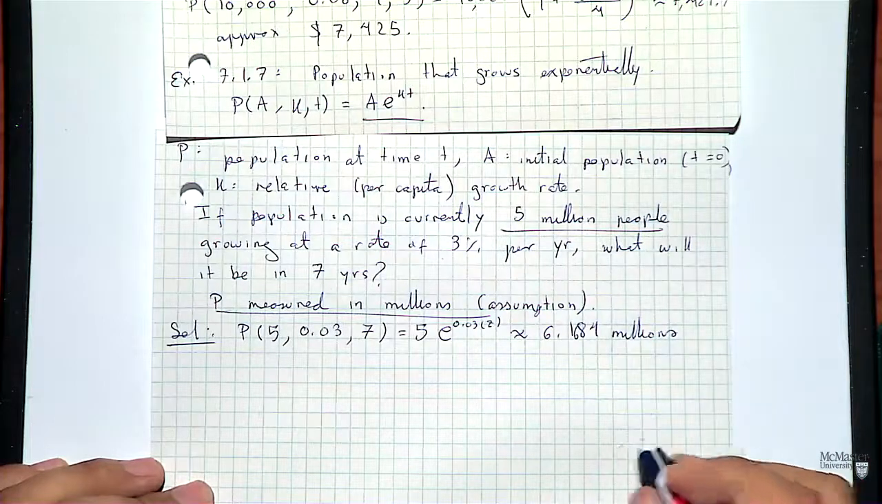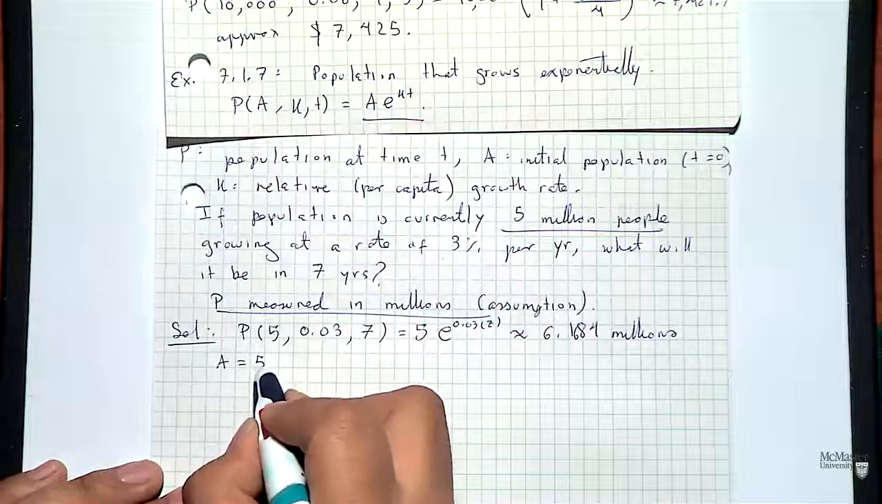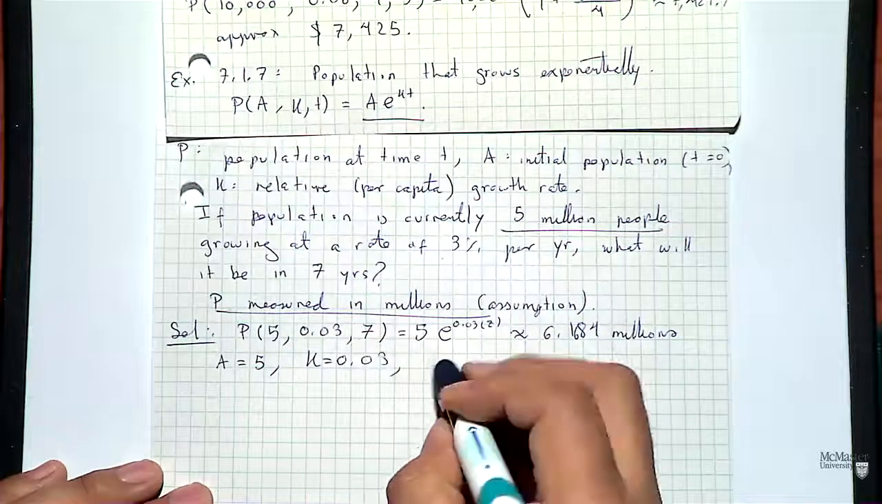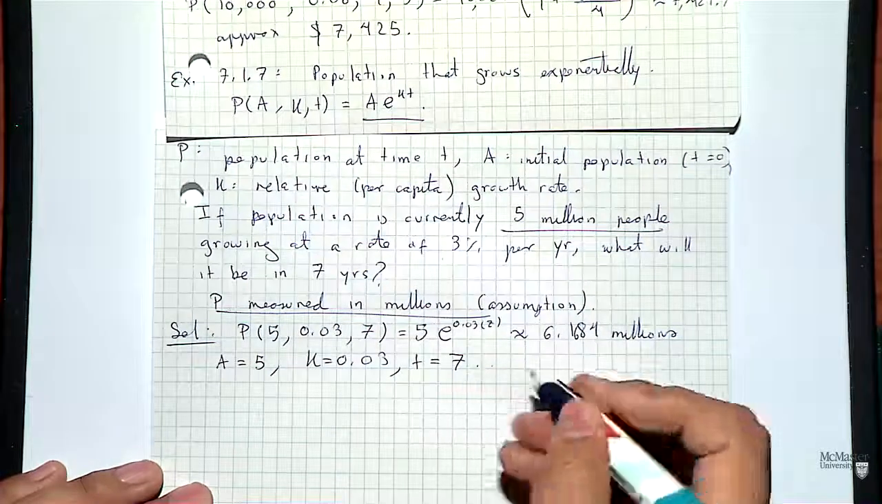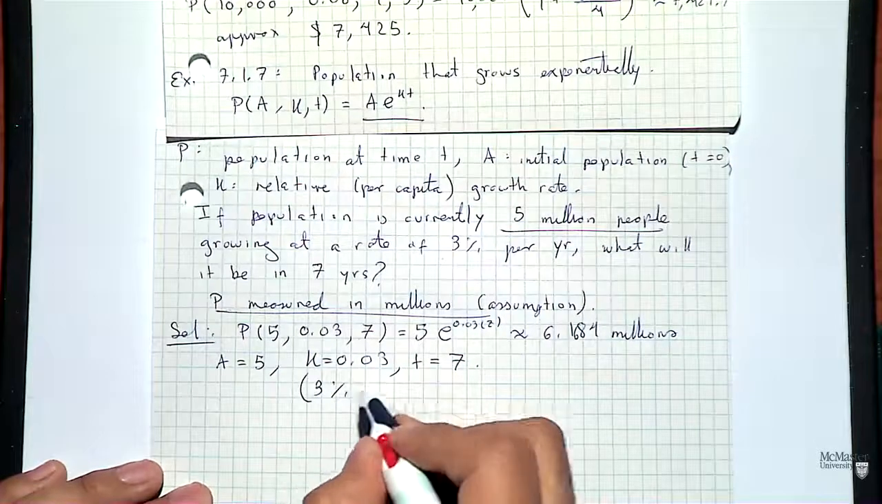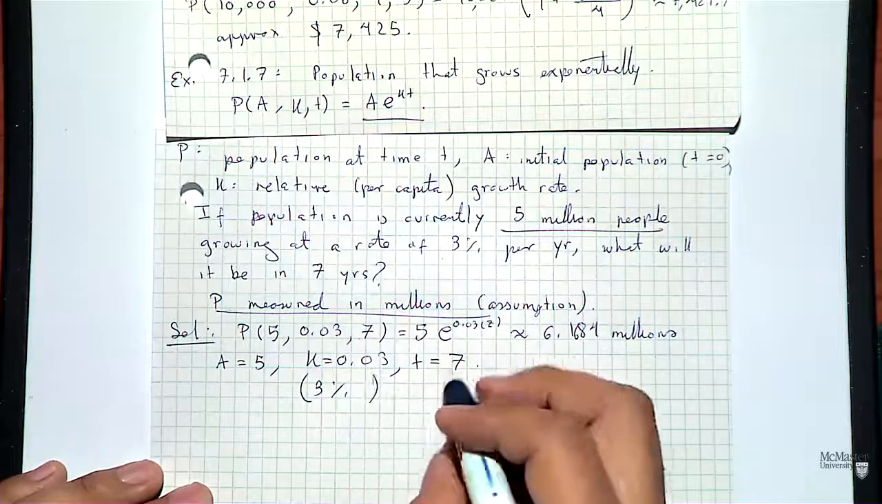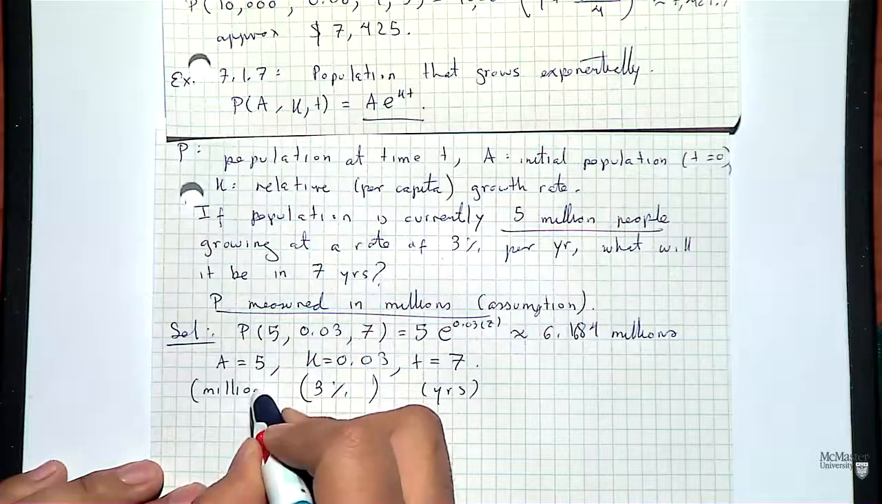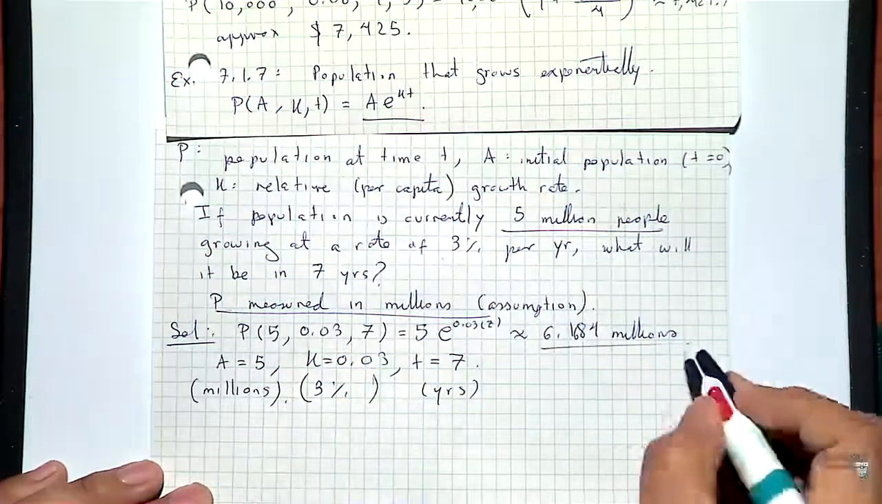And just to make this evident, the initial population is 5 million people, k is equal to 0.03, t is equal to 7 in years. The k is because you had a rate of 3% annually, and the units of this are years, and this is in millions of people. So this is million people.